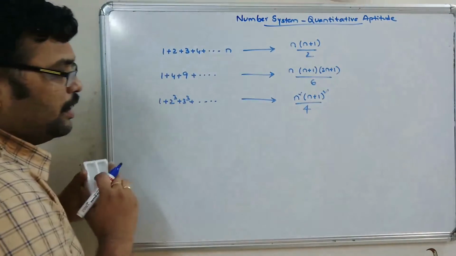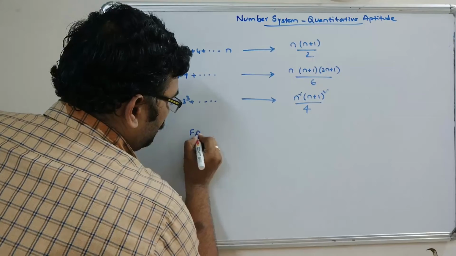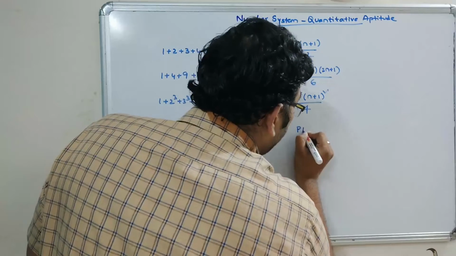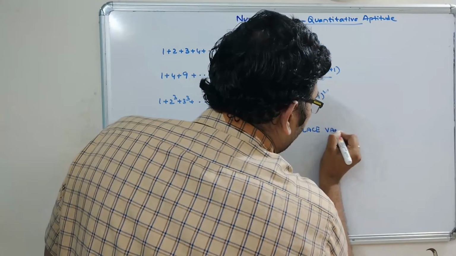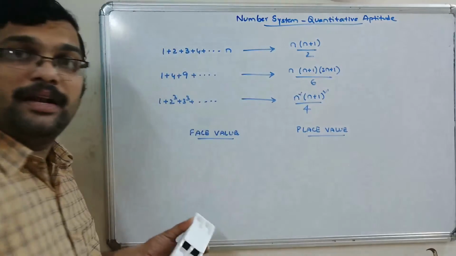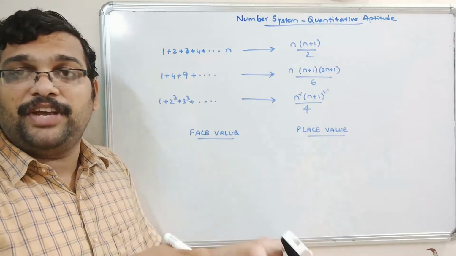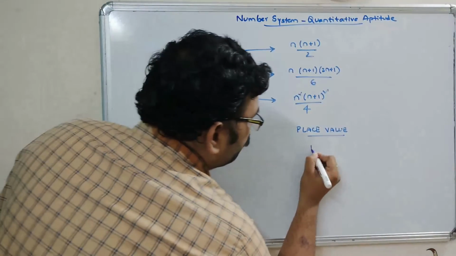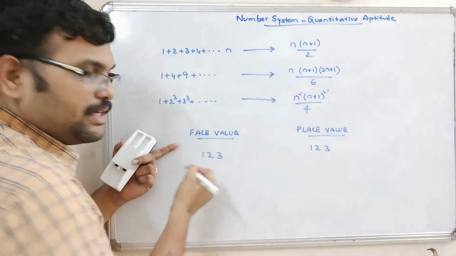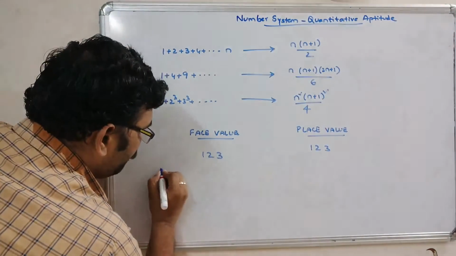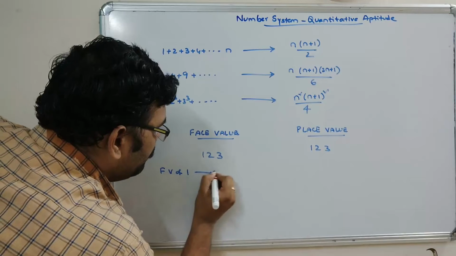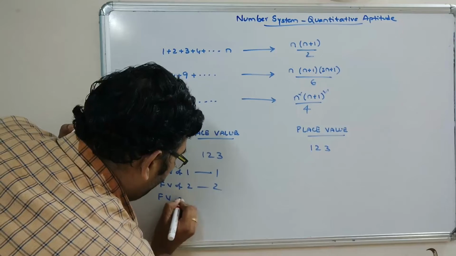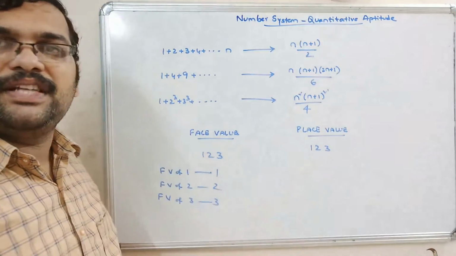And one more thing, the difference between face value and place value. So a number will be given, and they will ask what the face value is and what the place value is. For example, let us take 1, 2, 3. Here the number itself is the face value. So the face value of 1 is 1, the face value of 2 is 2, the face value of 3 is 3. The number itself is the face value.